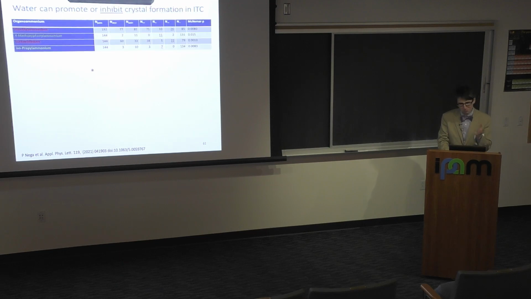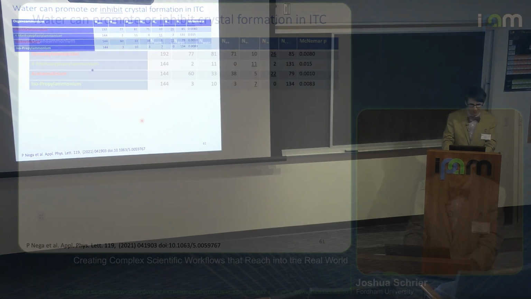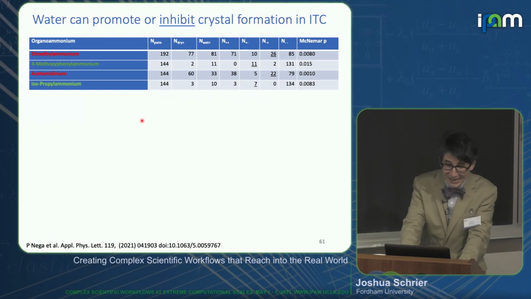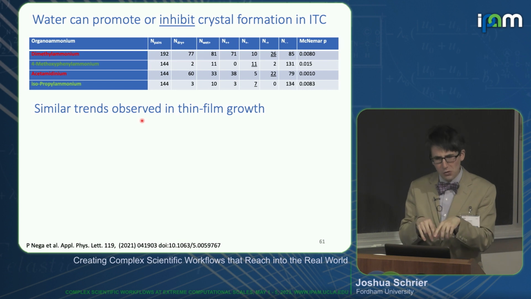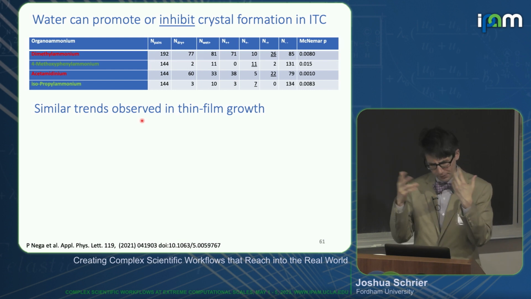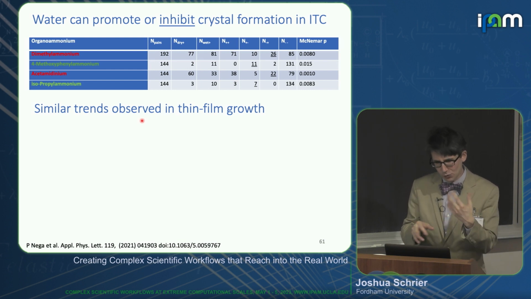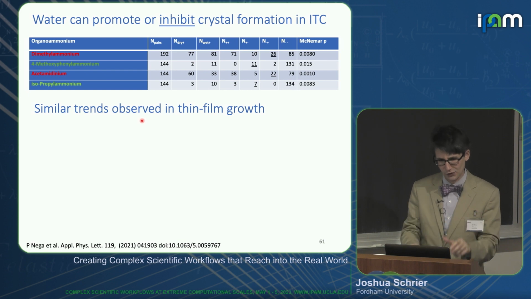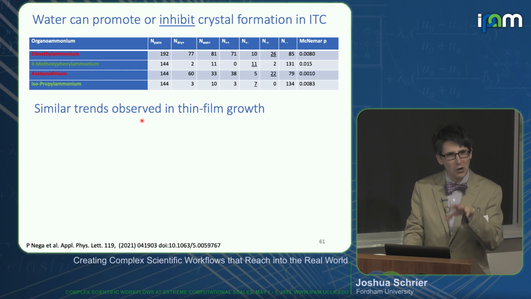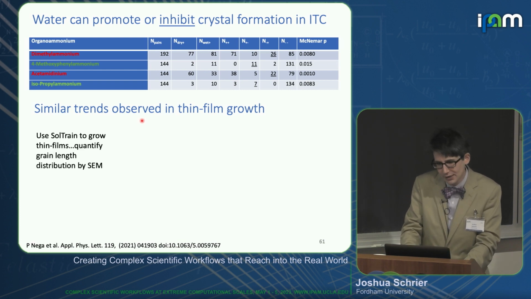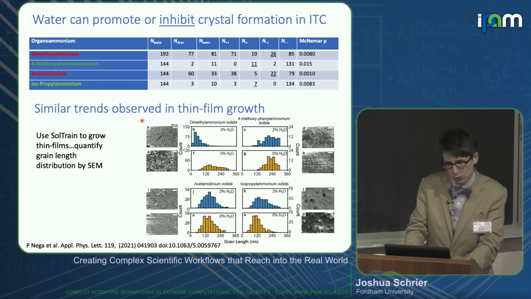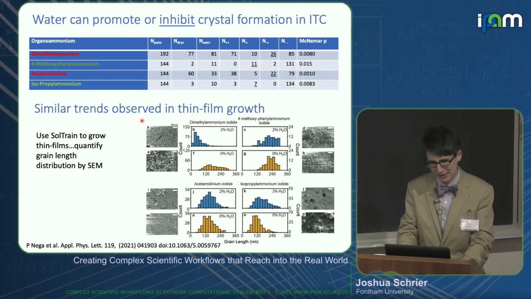And so, for those of you that are perovskite nerds like me, we found something really neat where, in this inverse temperature crystallization, water can both promote crystal formation, which was known and consistent with the mechanism, but we also found some cases where it appears to inhibit crystal formation. And we don't really know what the underlying mechanism is yet, but we saw similar trends when we did this in thin films as well. So, a kind of interesting area, and maybe actually learning something genuine scientifically.